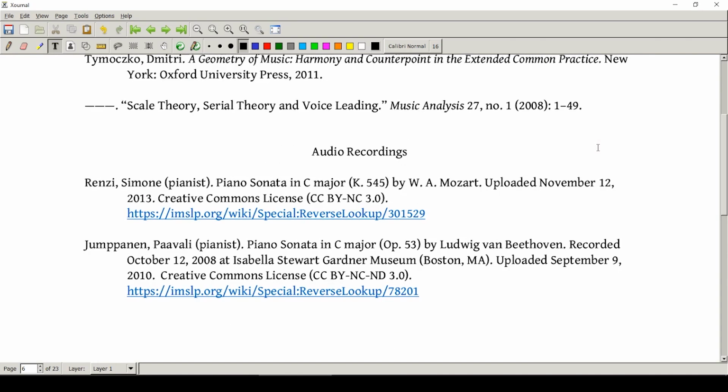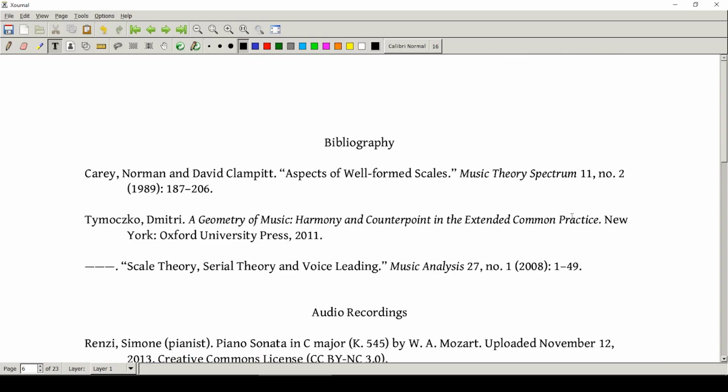Here is my bibliography for today. I was going to use some recordings, but we didn't get to them. Here are the 3 works of scholarship that I'm really sharing with you, or some ideas from them. Your question about scales that are built as stacks of fourths, this is the article that really describes that well. Aspects of Well-Formed Scales by Norman Carey and David Clampitt. We'll talk about this a little bit, but if you want real mathematical proofs of this sort of thing, that would be the article to look at.